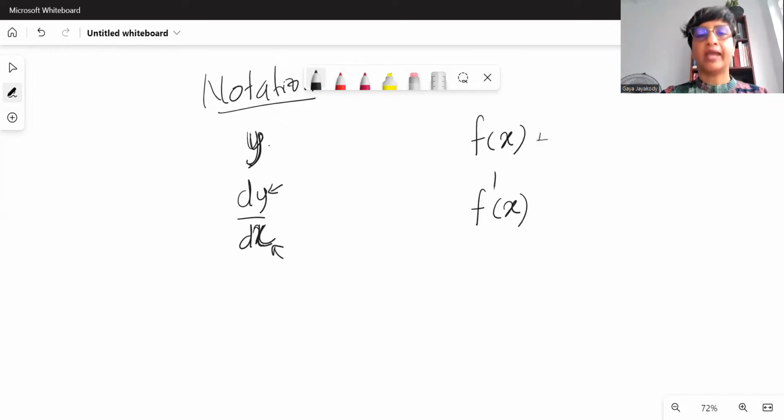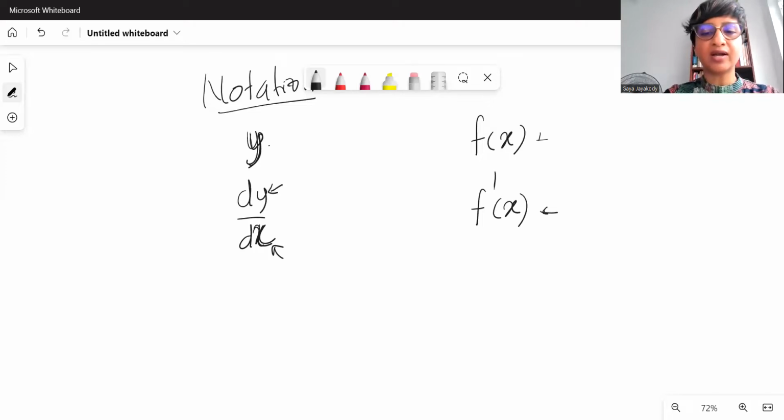See how you read it. How do you read f prime of x? Some people read it as f dash of x. I read it as f prime of x. Mainly, it is read as f prime of x.